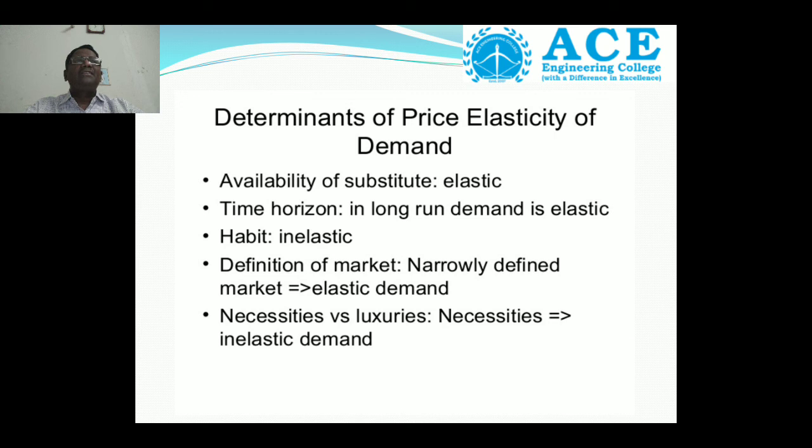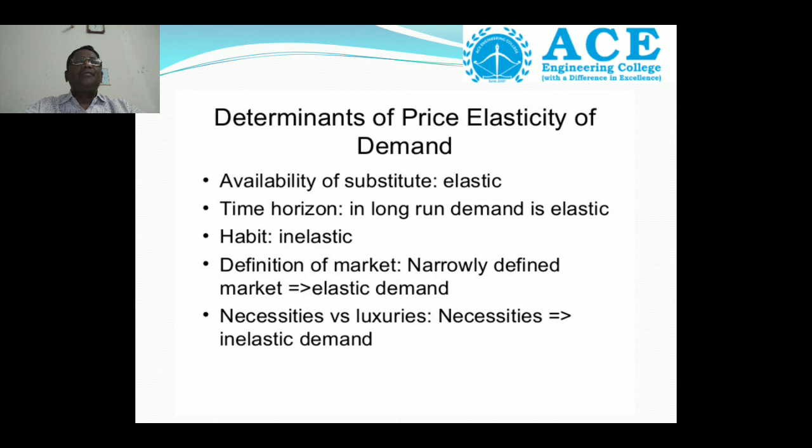Substitute demand is elastic demand. This question has been asked several times as a short answer question. Then the second determinant is time horizon. In the long run, demand is always elastic. Then habit is inelastic. Why is it inelastic? Because it varies from person to person, and sometimes it cannot be measured.